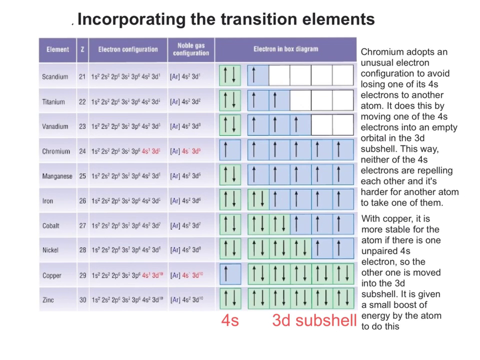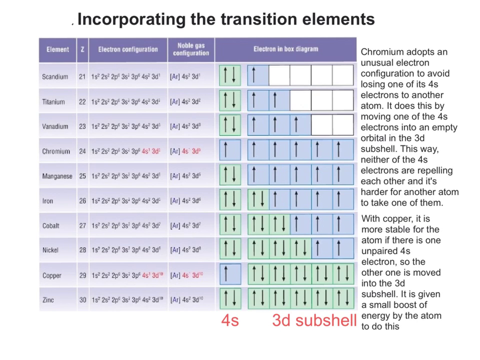So it's a similar situation with copper. It's more stable for the atom if there's one unpaired 4s electron, so the other one is moved into a 3d subshell. So it's given a small boost of energy by the atom to do this, just like what happened in chromium.